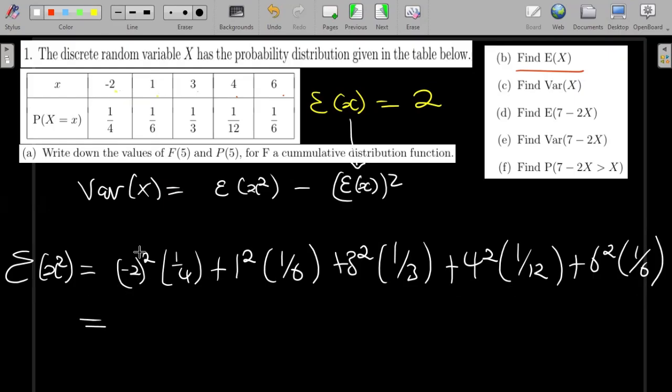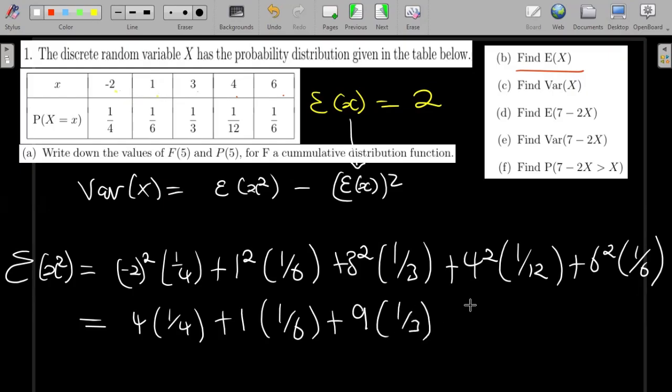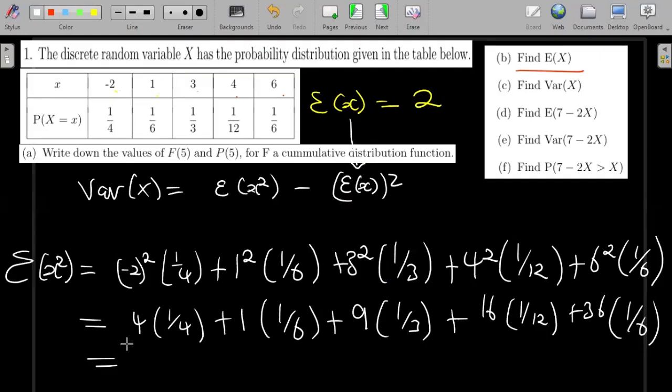So it means here we're going to have 4 and then 1 over 4. Here we still have 1 and then 1 over 6. And then there we have 9 and then 1 over 3. Okay, there we have 16 and then 1 over 12. And then here we have plus 36, and then in the brackets we have 1 over 6. Okay, so we have to add all these fractions here and then find the final answer.